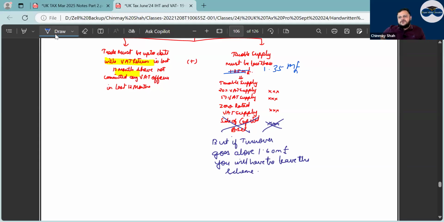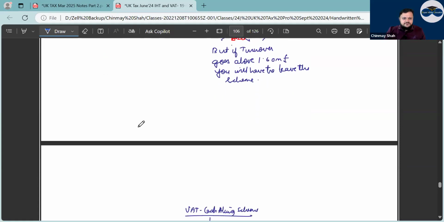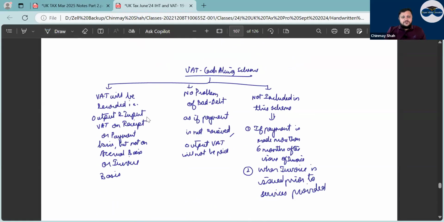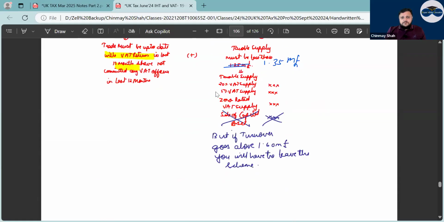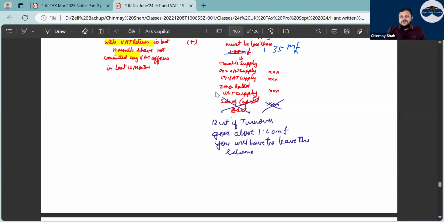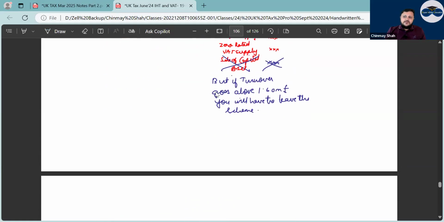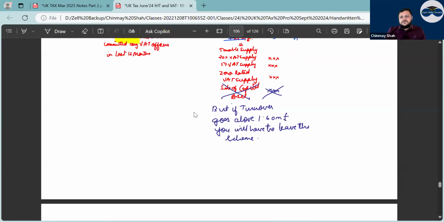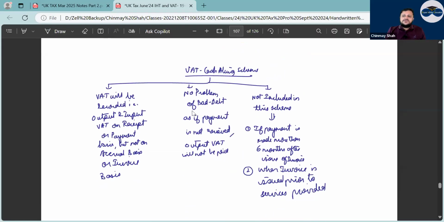But if turnover goes above 1.35, you can stay in the scheme up to what? 1.6, right? Have a look. If it goes above 1.6 million pounds turnover, right? Turnover is nothing but 20%, 5% and zero rated goods included. In the cash accounting scheme, VAT will be recorded, output and input VAT, on a receipt and payment basis.